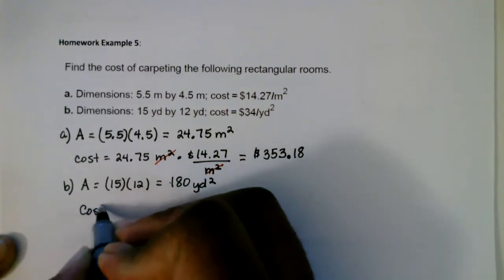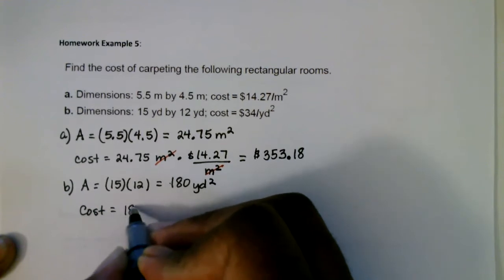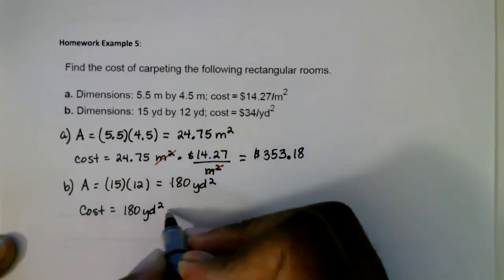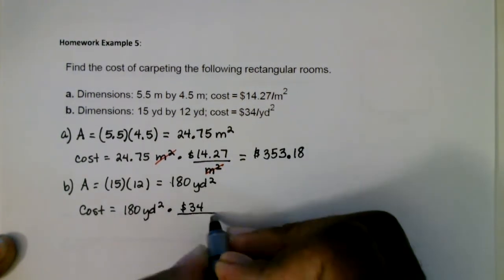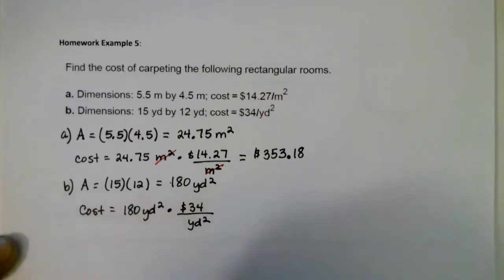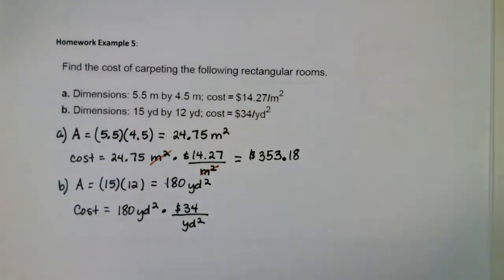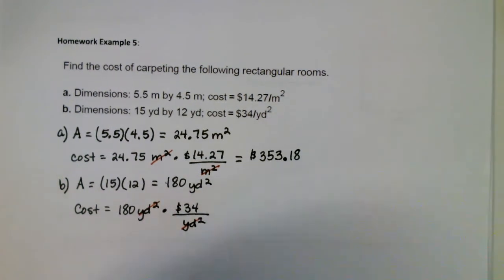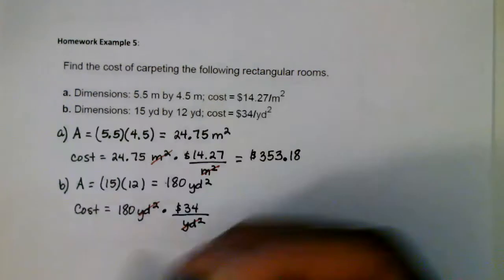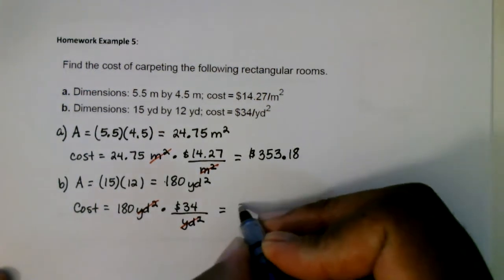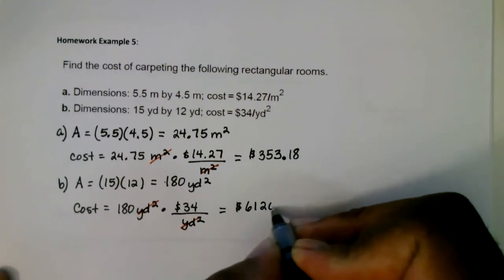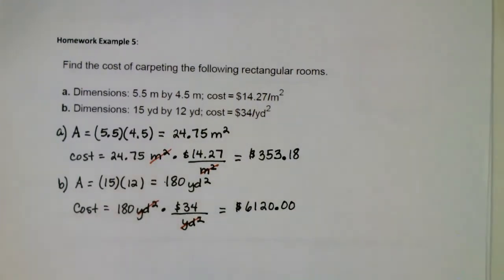Now for the cost. That would be 180 square yards that we're dealing with, multiplied by, in this case, $34 per square yard. So the square yard units divide out. It'll be 180 times $34. 180 times 34, that would be $6,120.